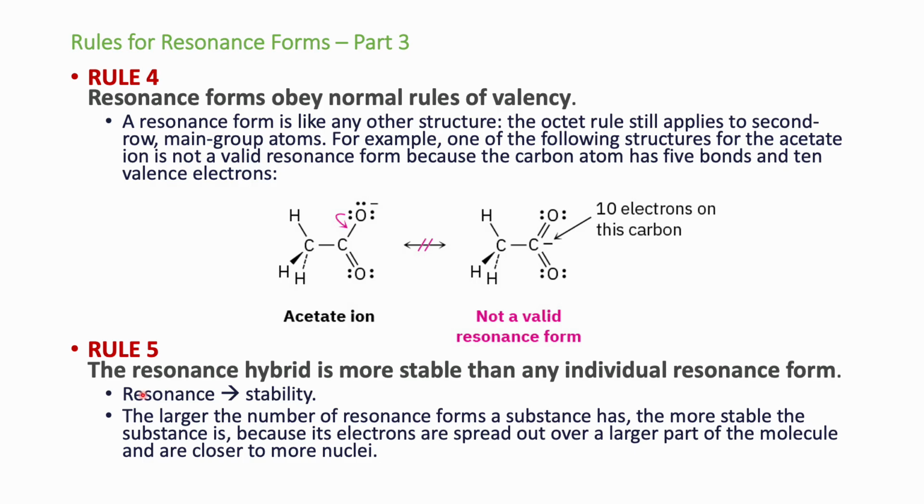And then rule number 5, the last one. The resonance hybrid is more stable than any individual resonance form. That's the whole reason we're learning about this, because resonance gives stability to compounds. The larger number of resonance forms a compound has, the more stable it is, because these electrons are delocalized, aka spread out over a larger part of the molecule, and this increases the stability.